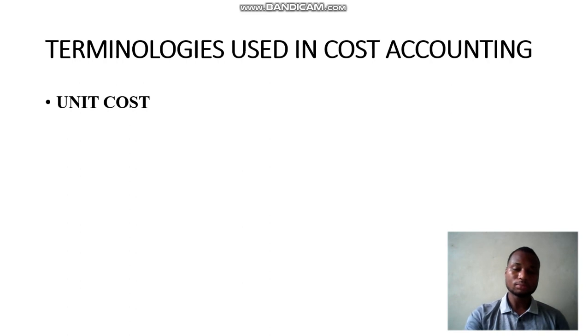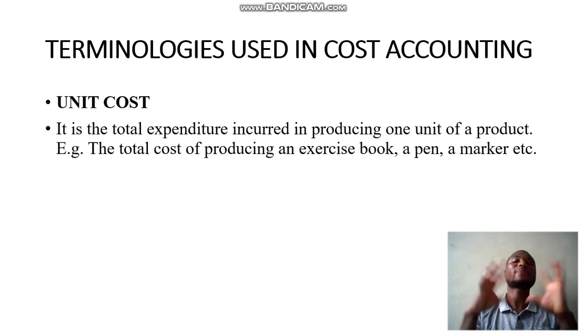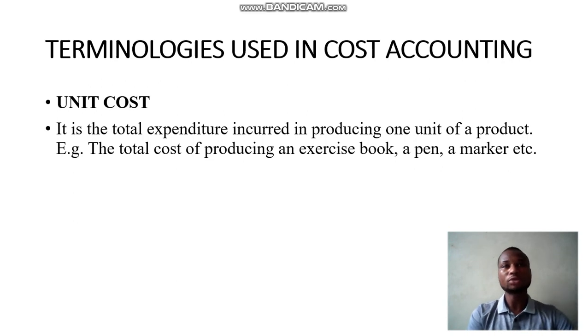Don't confuse it with a cost unit, all right? So we are saying that it is the total expenditure incurred in producing 1 unit of a product. So producing 1 exercise book, 1 pen, a marker, okay? So any commodity that you are producing, the total cost of producing just 1 unit is what we call the unit cost. But when we say a cost unit, we are referring to the unit of measuring cost. And I gave an example on that one as well.